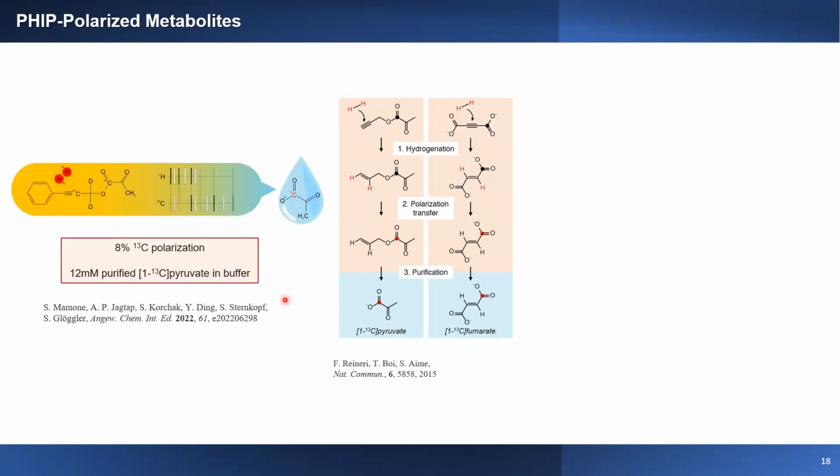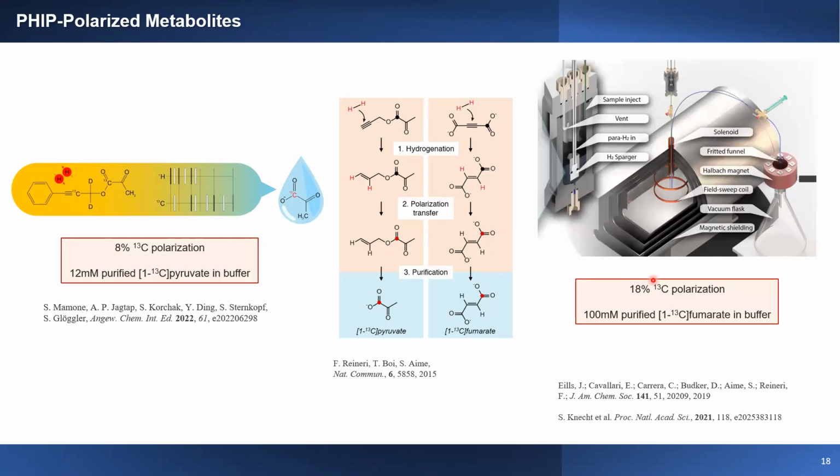And I have some numbers here for the current state of the art. So this paper came out from Stefan Glöggler's group earlier this summer, where they achieved 8% carbon-13 polarization on pyruvate, and the solutions at 12 millimolar pyruvate concentration. Just to give you a sense of the numbers that we're talking about here. And with fumarate, the current state of the art is about 18% carbon polarization at concentrations of about 100 millimolar.